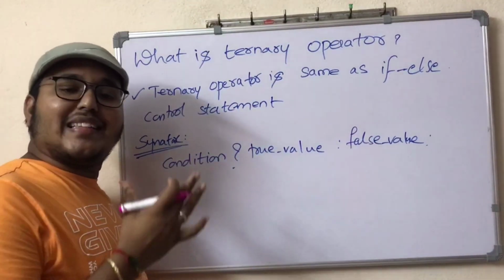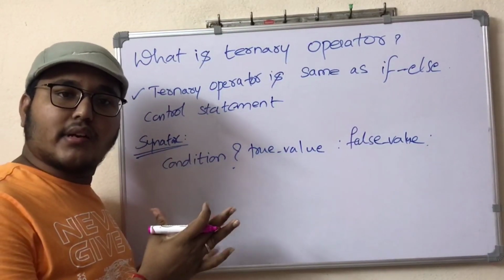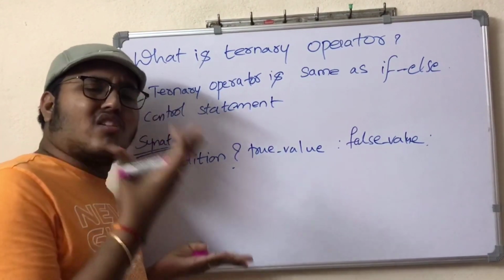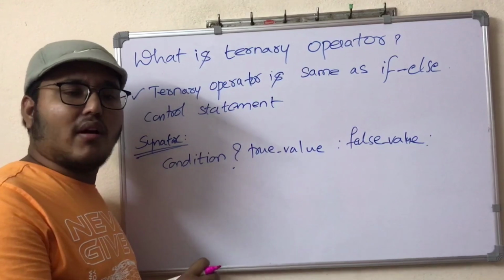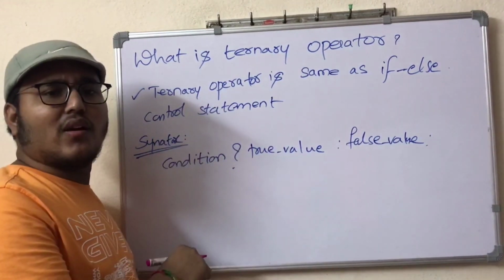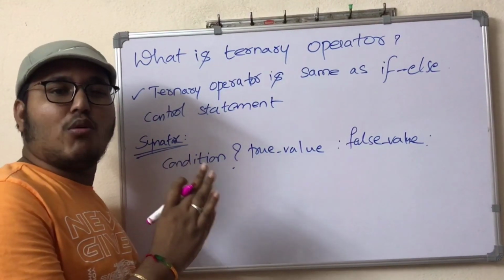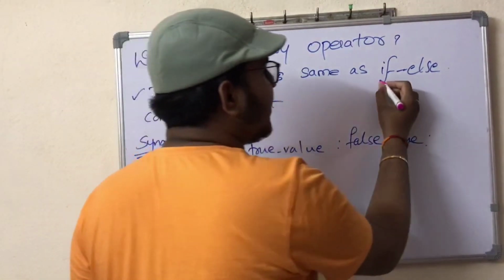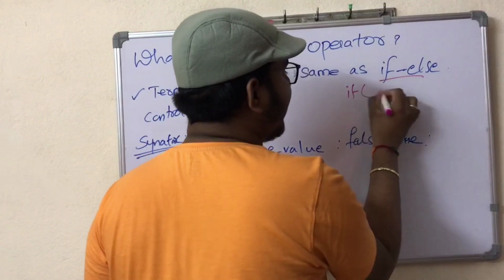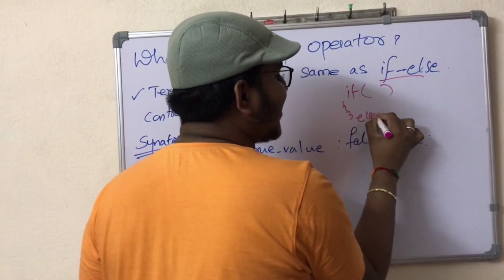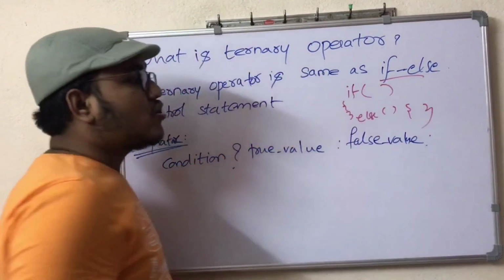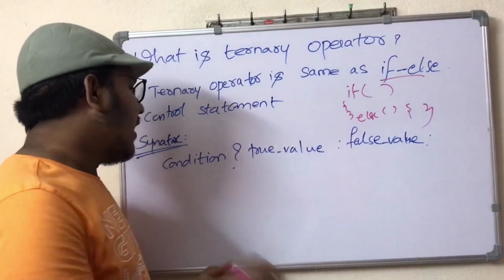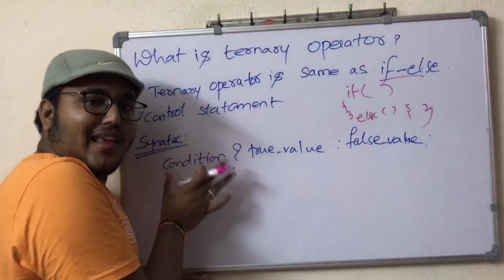As we all know, there are different sets of operators in the C programming language, like arithmetic operators, logical operators, bitwise operators, and so on. But this is one operator which is something like a shorthand notation for if-else. If you write an if-else statement, here we are writing an if condition followed by an else condition. However, this ternary operator is a shorthand notation whose syntax looks like this.